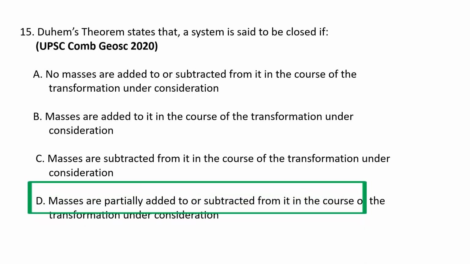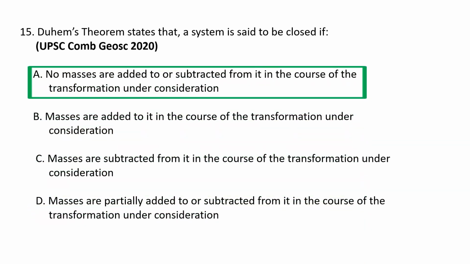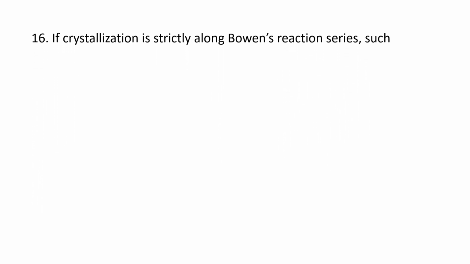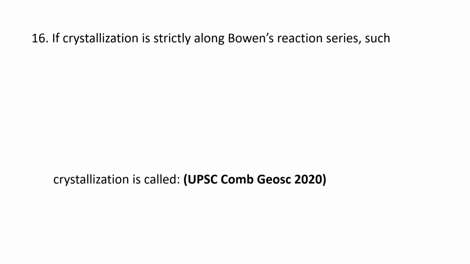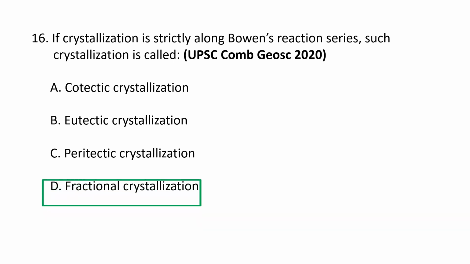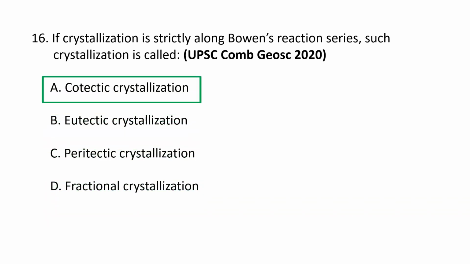So according to Duhem's theory, a system is said to be closed if no masses are added or subtracted from it in the course of the transformation under consideration. A is the correct option. Next question. If crystallization is strictly along Bowen's reaction series, such crystallization is called A, cotectic crystallization, B, eutectic crystallization, C, peritectic crystallization, and D, fractional crystallization. So if crystallization is strictly along Bowen's reaction series, such crystallization is known as cotectic crystallization.